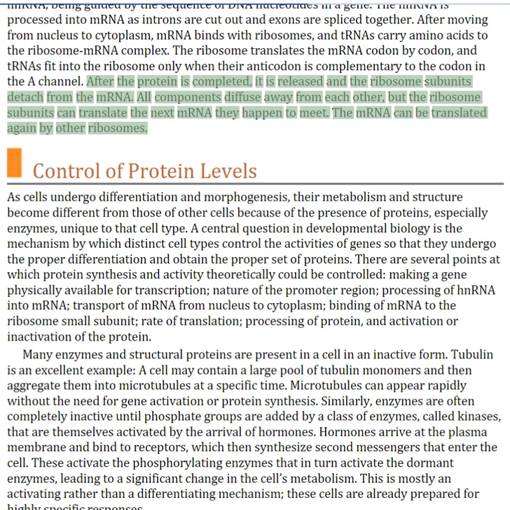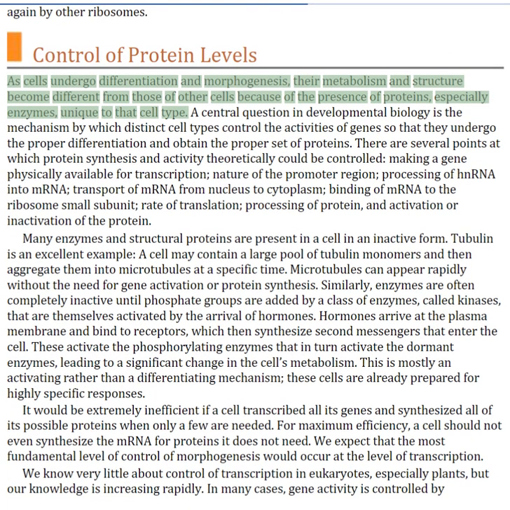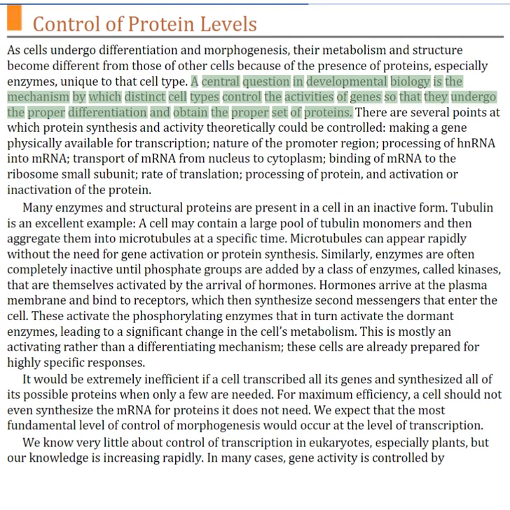The mRNA can be translated again by other ribosomes. Control of protein levels. As cells undergo differentiation and morphogenesis, their metabolism and structure become different from those of other cells because of the presence of proteins, especially enzymes, unique to that cell type. A central question in developmental biology is the mechanism by which distinct cell types control the activities of genes so that they undergo the proper differentiation and obtain the proper set of proteins.